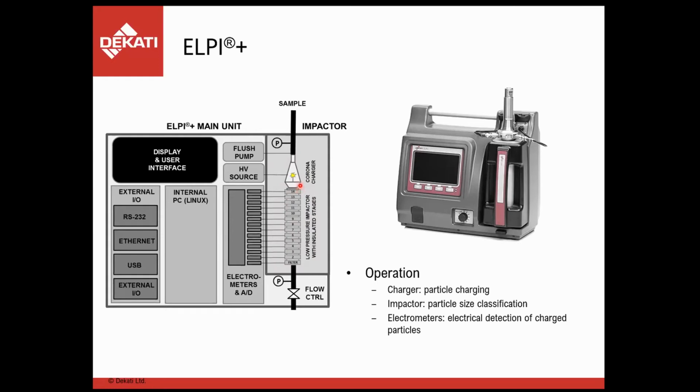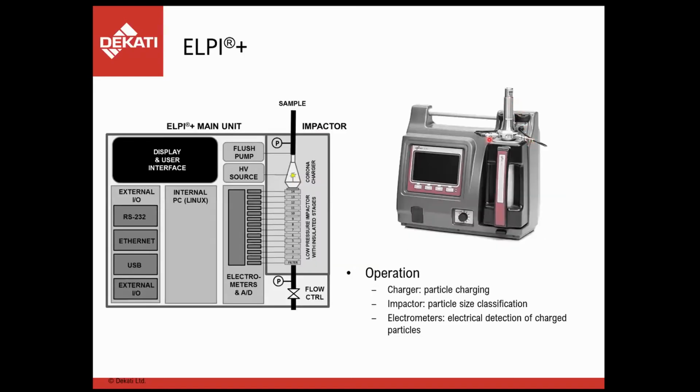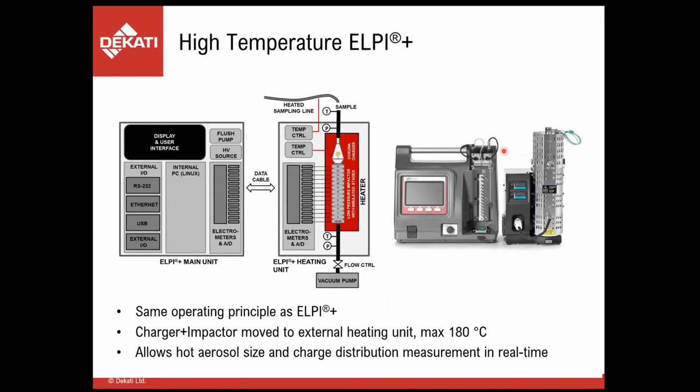Now, the high temperature LP+ has exactly the same operating principle. The only difference for the high temperature LP+ is that we now have the impactor and the charger, which in the regular LP+ are here. We have the charger and the cascade impactor, and in the high temperature LP+, they are placed inside an external heater. So the operation principle is exactly the same, but now the charger and the impactor are both heated, so we can measure high temperature samples directly with the unit.